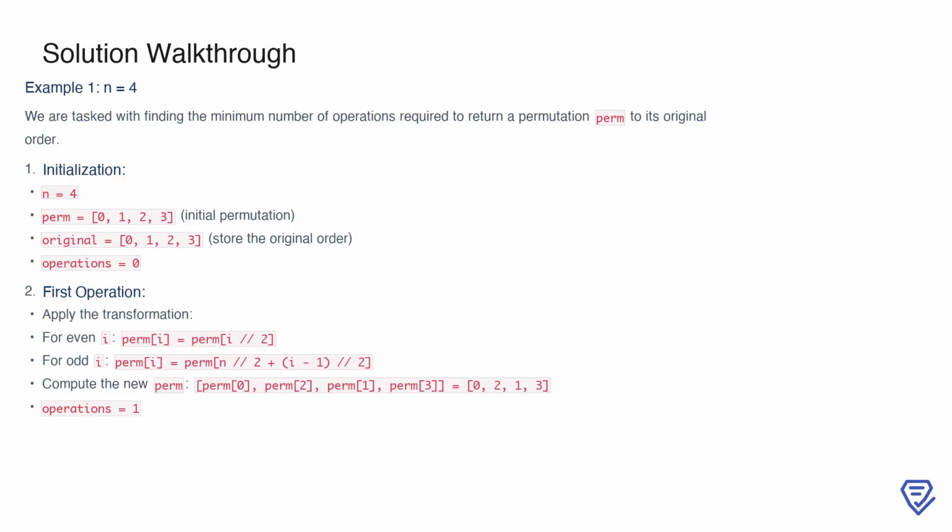When i is even, perm[i] is updated to perm[i // 2], and when i is odd, perm[i] is updated to perm[n // 2 + (i - 1) // 2]. Applying this transformation, the updated perm becomes 0, 2, 1, 3. With this, the operations counter is incremented to 1.